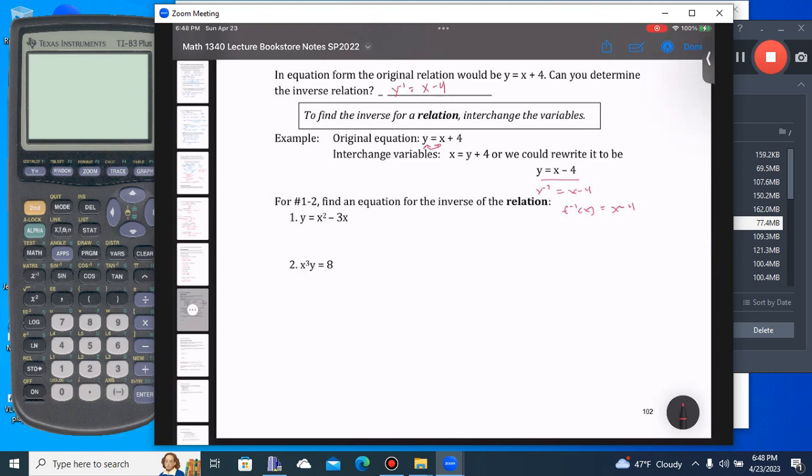Okay. So let's do a couple of these. Switch x and y. You get x equals y squared minus 3y. If it's possible to solve for y, we solve for y. In this case, it's not really possible. So we're going to just leave this as the inverse function, or inverse equation.